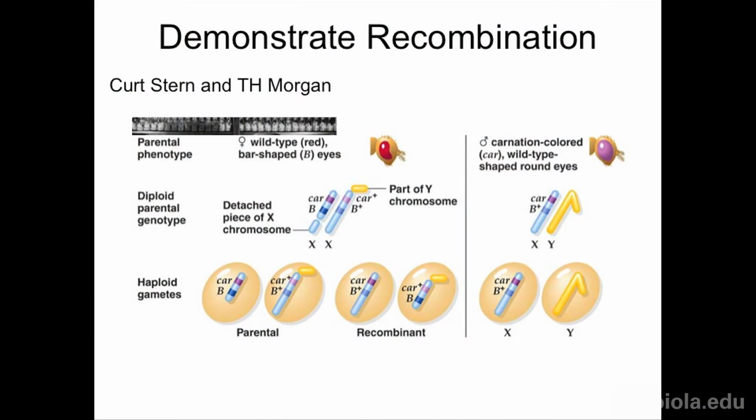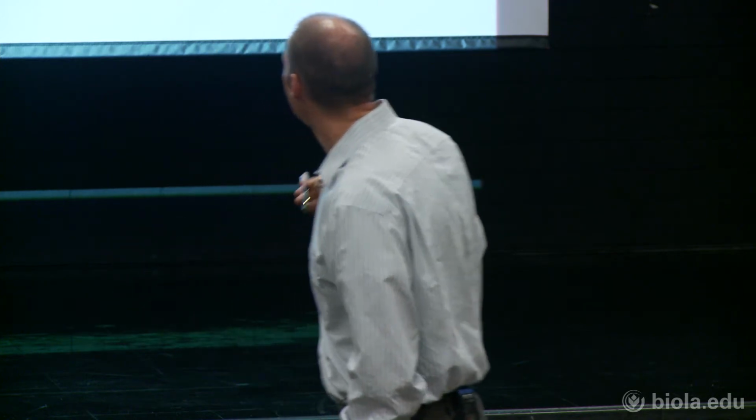He's got the carnation allele on his X chromosome. That's the recessive mutant. He has got the wild type B. So he had normal colored eyes, but that is the recessive allele, right? So it's always recessive. And then he's got a Y chromosome.